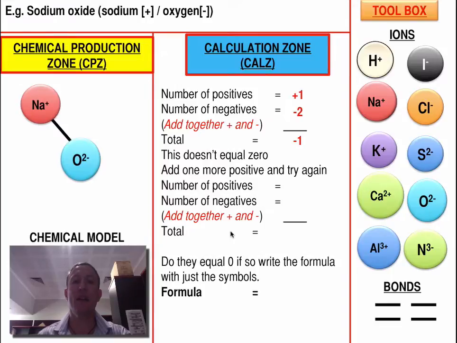This doesn't equal 0. This is where you don't worry, stay calm, take a few deep breaths. What are we deficient in? Well, we need another positive. So let's add one. There's the sodium, which is added to the oxygen. We'll join it with a bond and we'll do another check in our calculation zone.